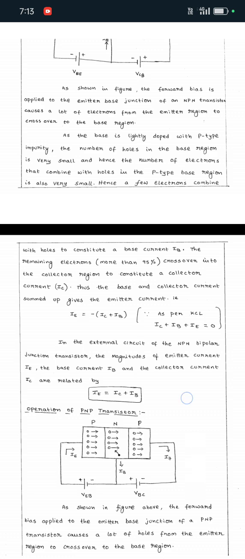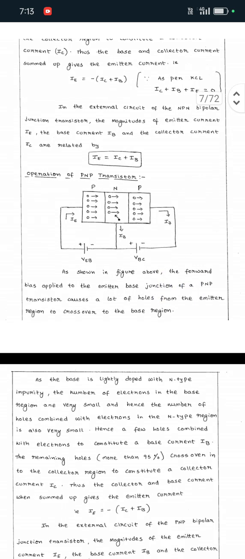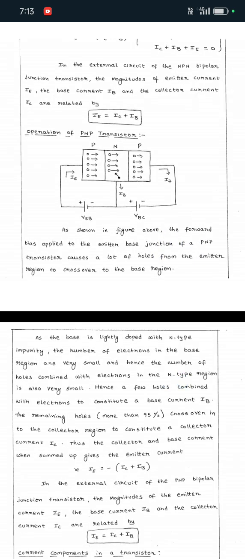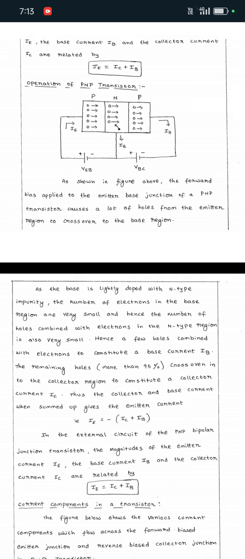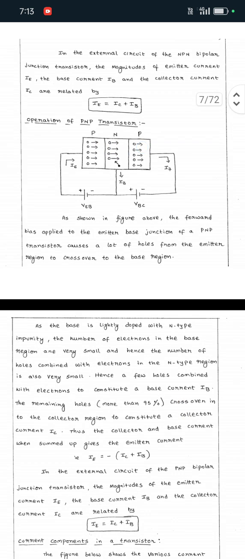Okay, so next, the operation of the PNP transistor. First we explained the BJT, the bipolar junction transistor, and then the construction of the BJT, and coming to the PNP transistor, the function is the same, as the diagram shows here. The diagram is there, right? This diagram shows the forward bias applied to the emitter base junction of the PNP transistor causes a lot of holes from the emitter region to cross over the base region.